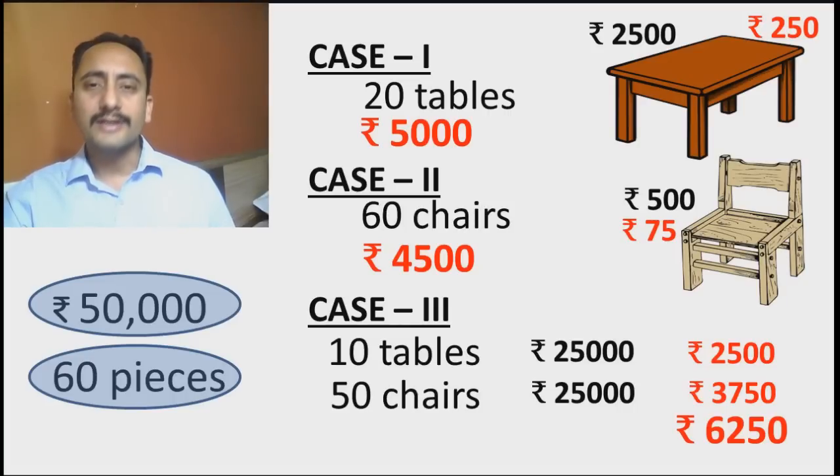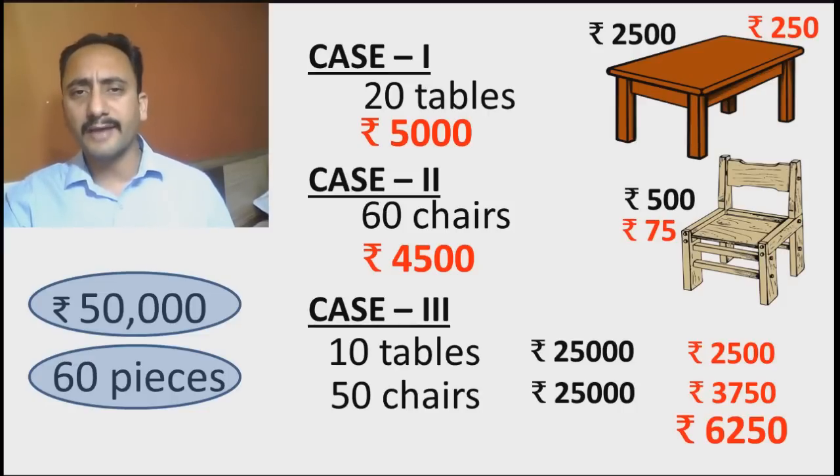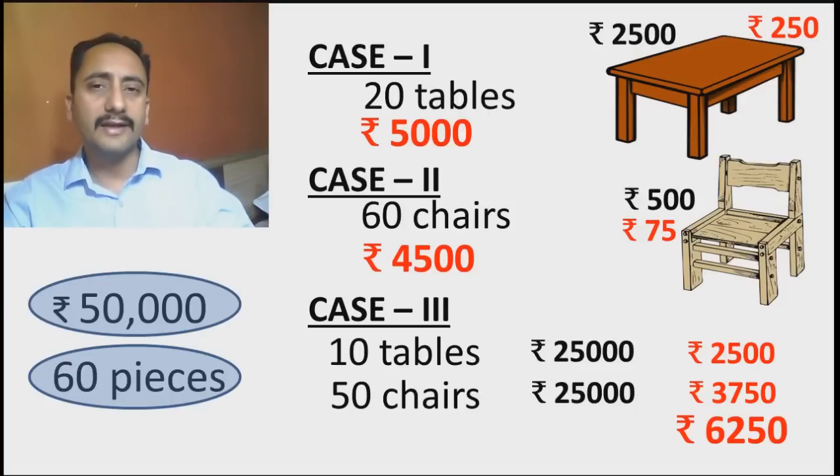Now, the question is, how will we get such a solution? How will we come to know whether he has to purchase 10 tables, 50 chairs, or some other combination so that the profit is maximized? And we do not know whether this is the maximum profit or whether there exist some other values where he will get more profit.